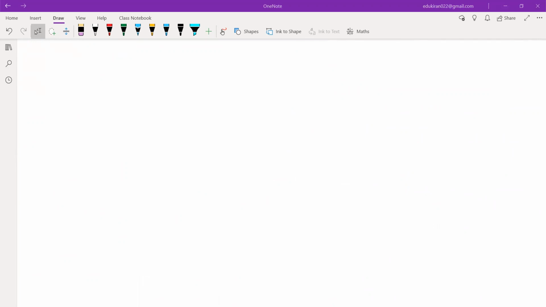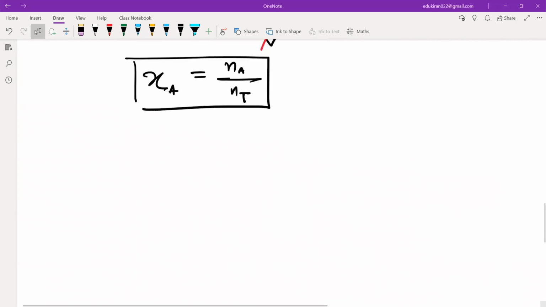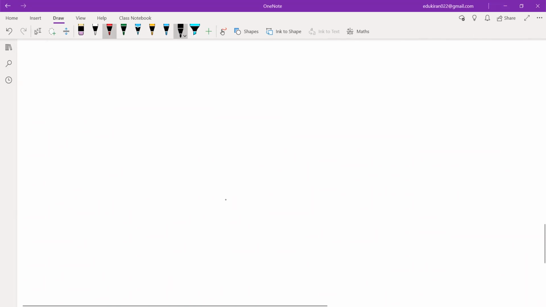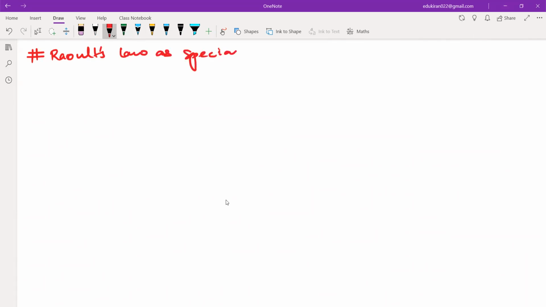Let me just see if we have completed everything. I think we have completed everything. No, there's one thing missing. Sorry, just before ideal solution, Raoult's law as a special case of Henry's law. We'll see the similarity between Raoult's law and Henry's law. It completely slipped my mind. Raoult's law as a special case of Henry's law.